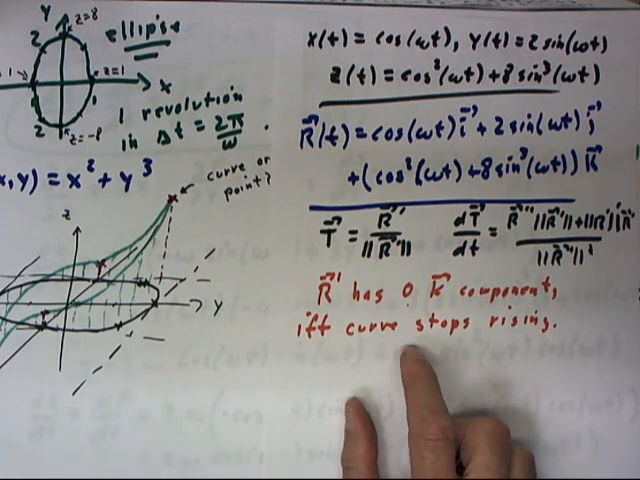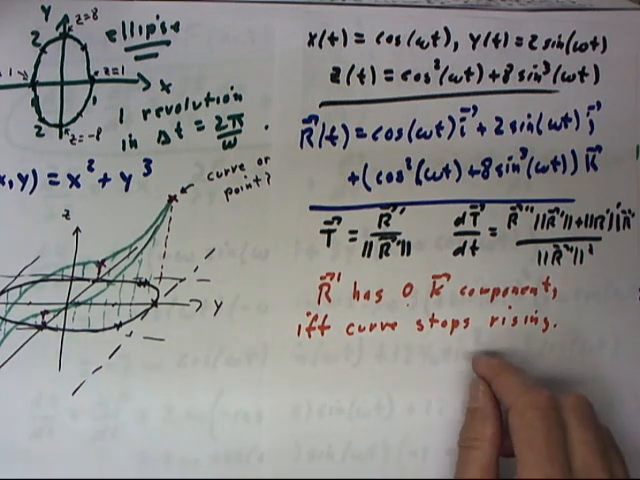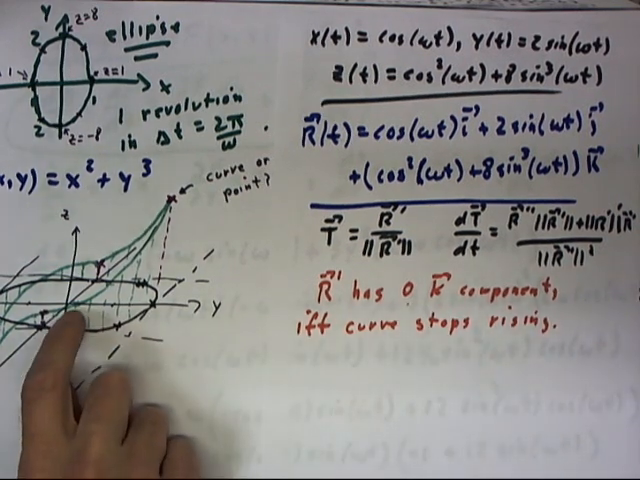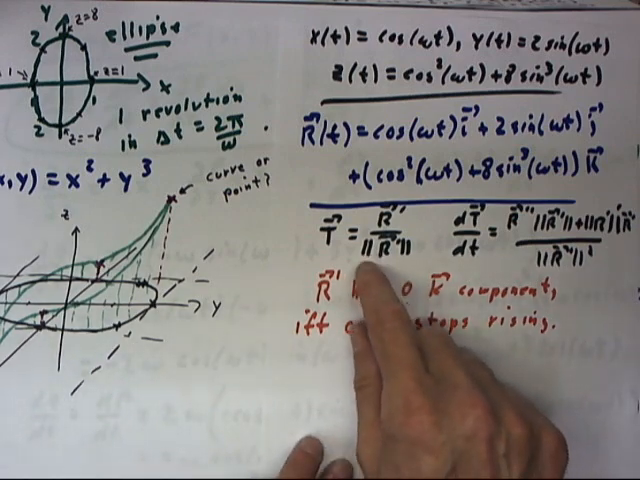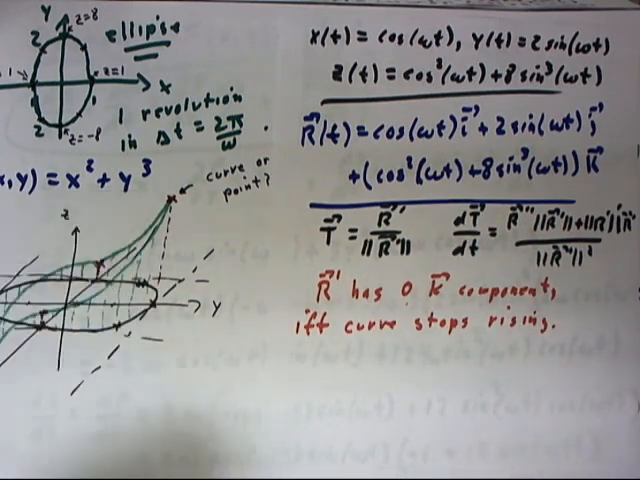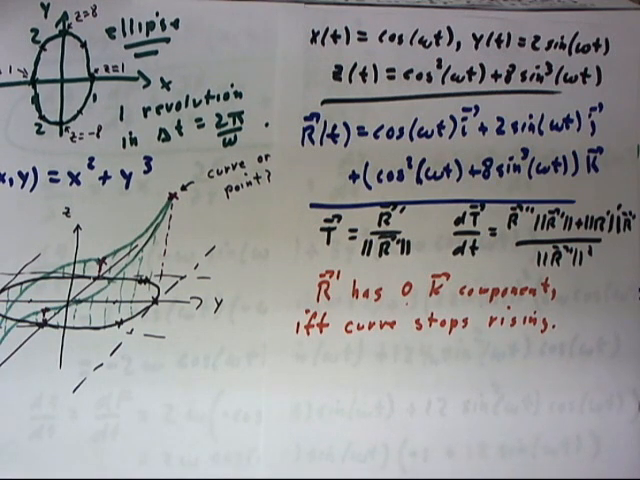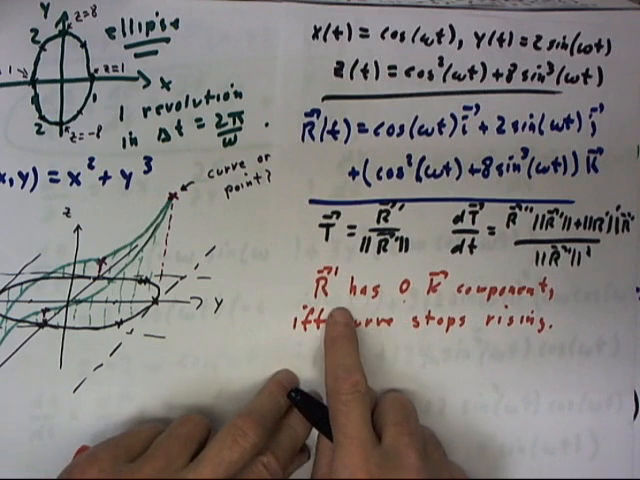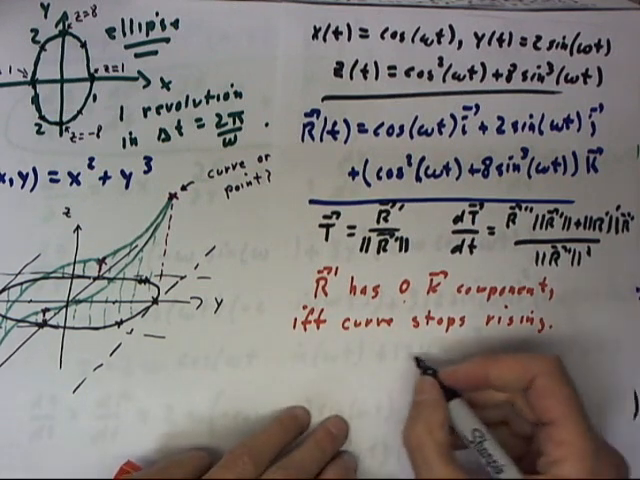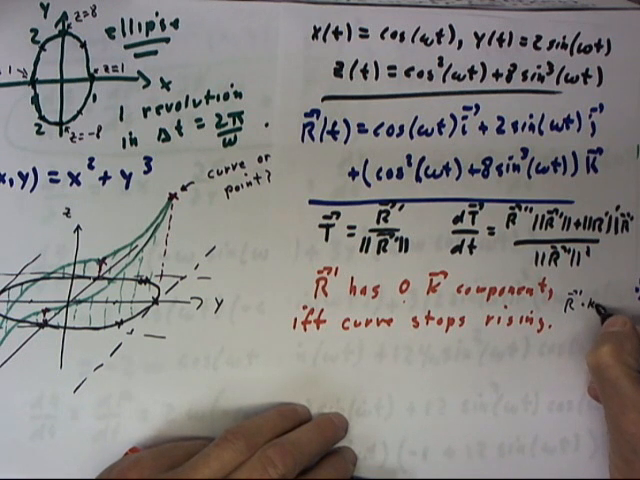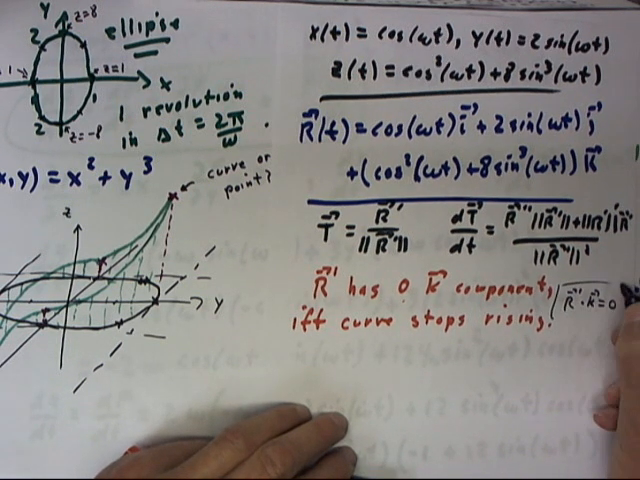If that occurs for t equal to 1 over omega times the inverse sine of 1/12, that confirms that this curve stops rising and maybe gives us some insight into the behavior of this approximate graph that we've drawn, or into the behavior of the actual graph that we've approximated here. Now r prime has a 0 k component. We'll note our test would really be that r prime dot k equals 0.